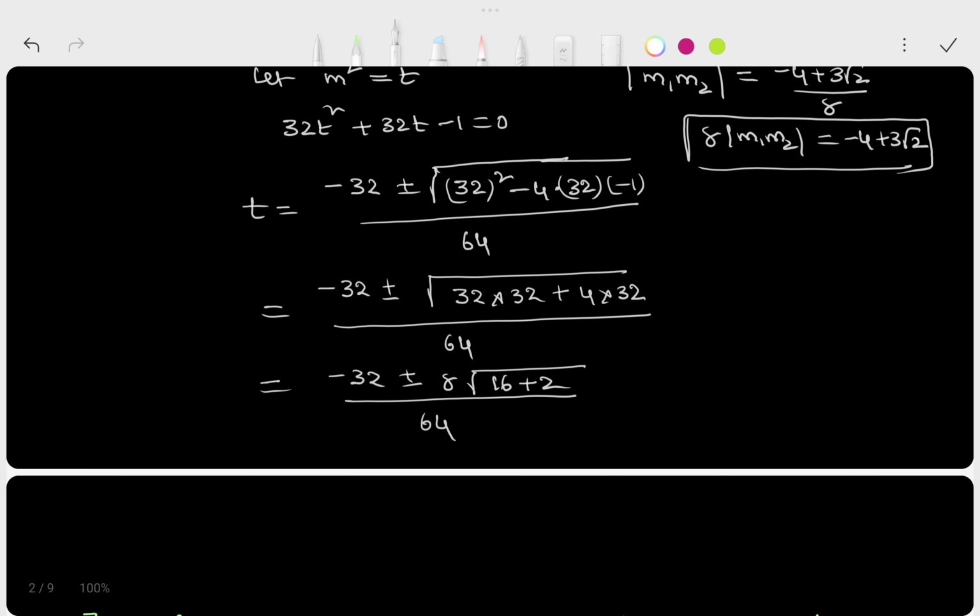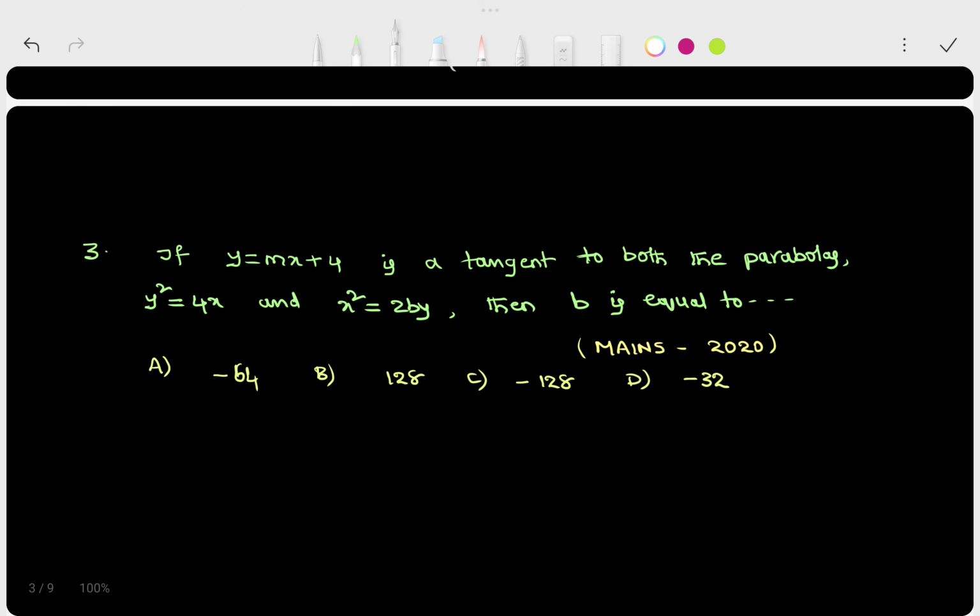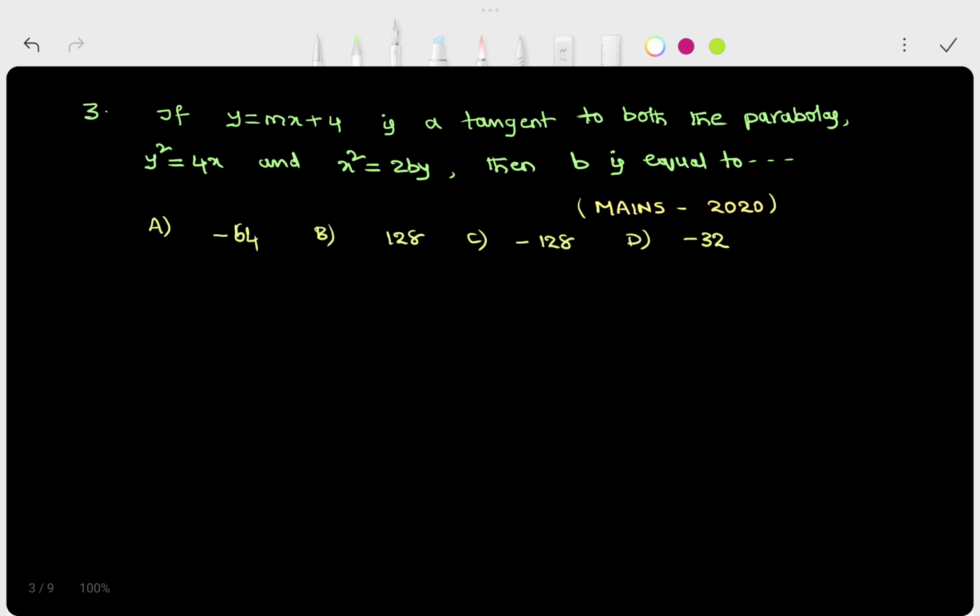One more question we'll discuss related to the common tangent. So what is that question? If y is equal to mx plus 4 is a tangent to both parabolas. First, suppose you know y square is equal to 4x. Which line is a common tangent?